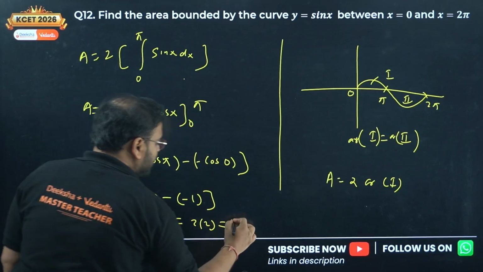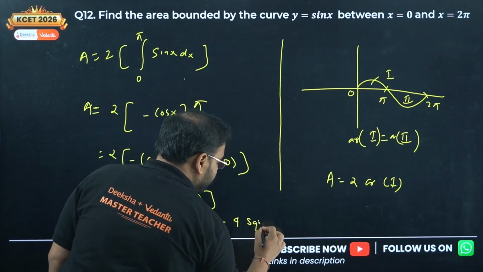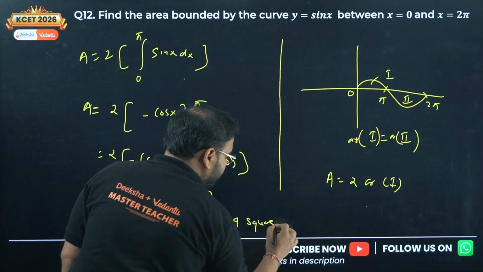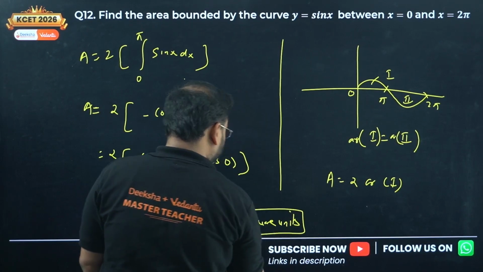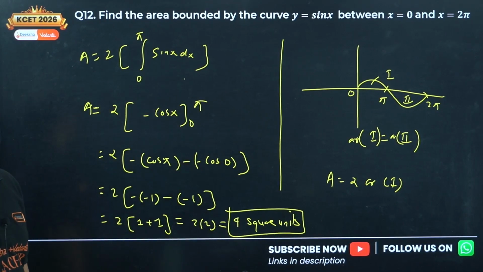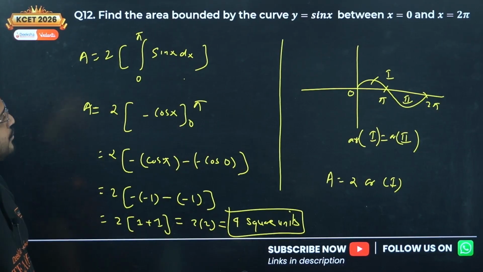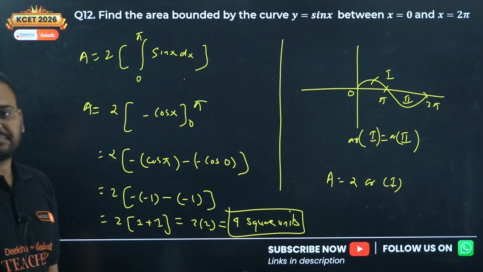We get this as 4 square units. 4 square units. Check. That's your final answer.